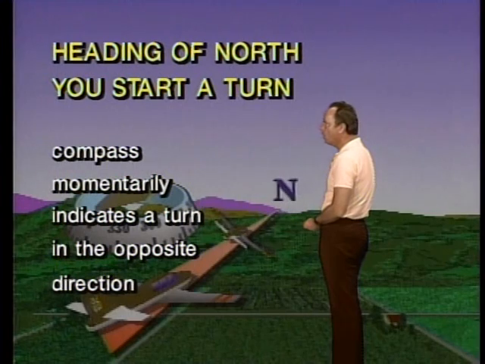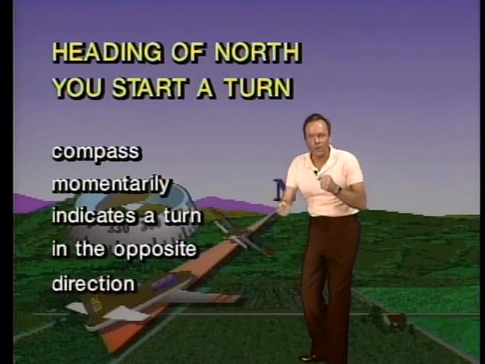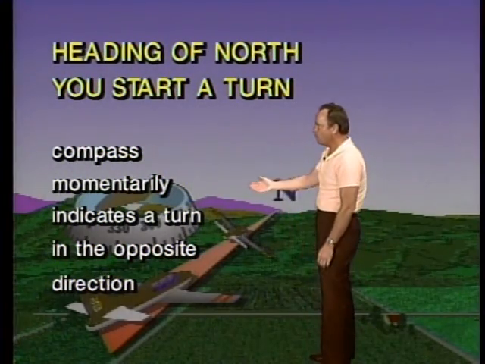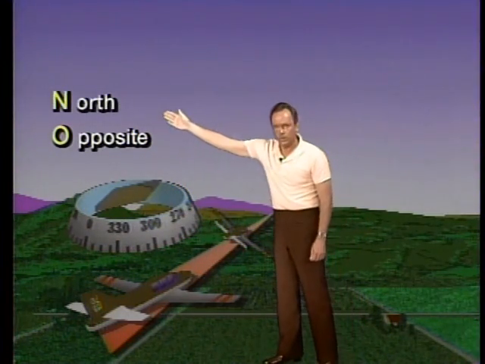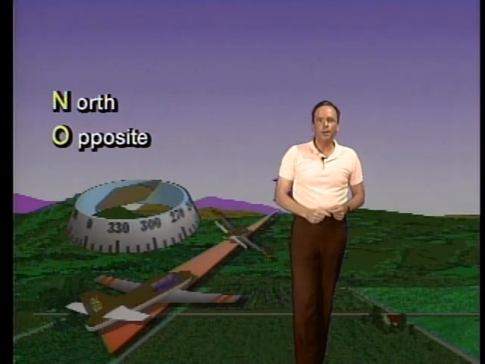If you're on a heading of north and you start a turn in one direction, the compass momentarily indicates a turn in the opposite direction. And the word we use to remember that is the word no, north opposite. If you're on a heading of north and you start a turn in one direction, the compass momentarily indicates a turn in the opposite direction.